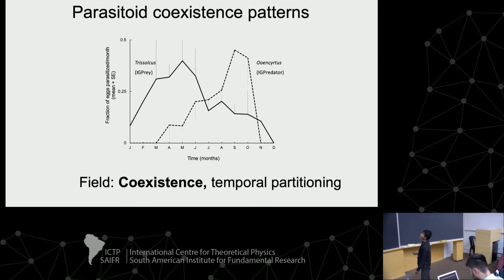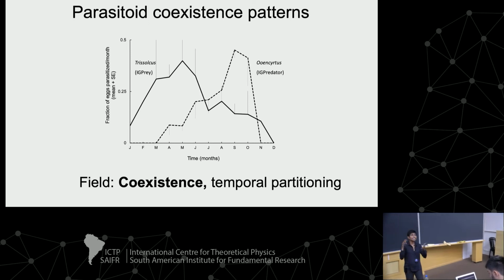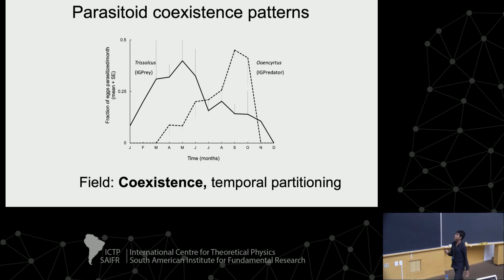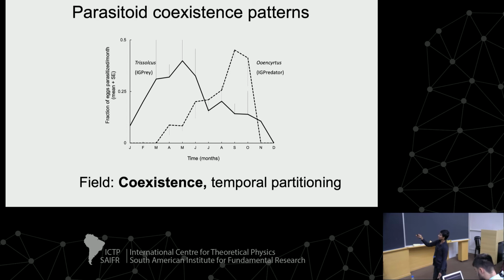In the field, these species have coexisted for decades and decades, and they exhibit this very interesting pattern that suggests the possibility of temporal partitioning. So here's Tricercus. It comes up. It looks like it might be more cold adapted. Its parasitism rate increases. Then around April, Oencertus emerges, and then Tricercus's numbers go down. At the end of the year, winter sort of resets the system. It goes on again.